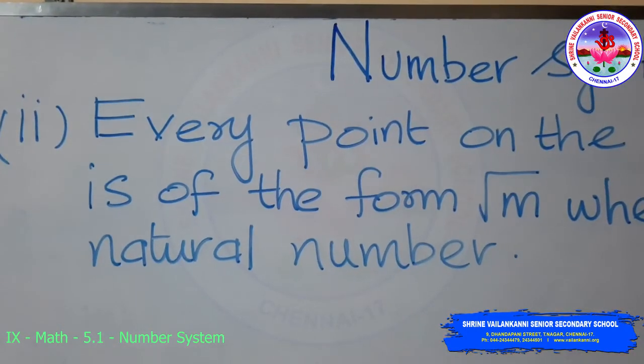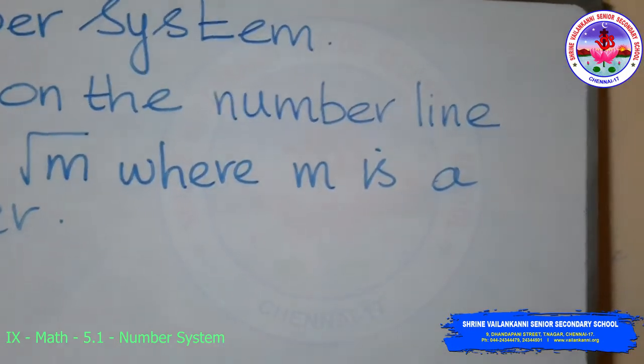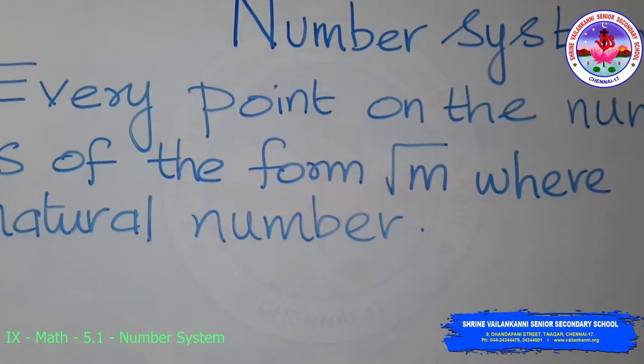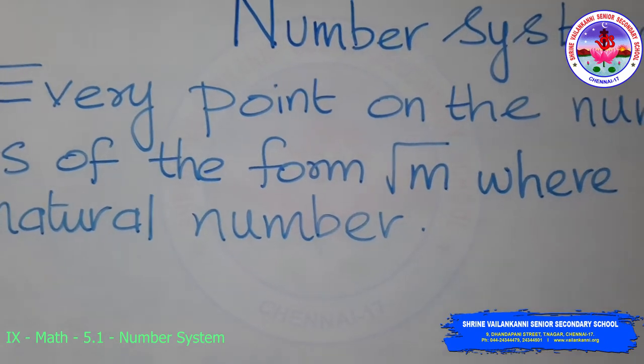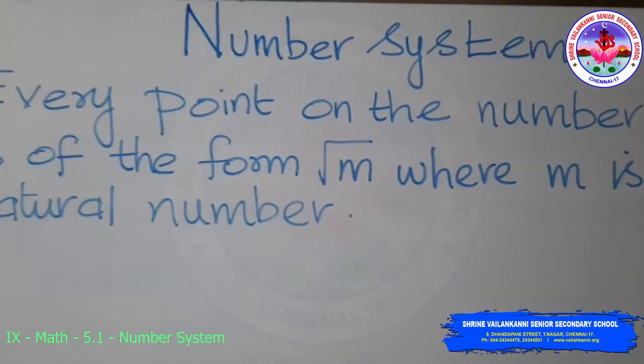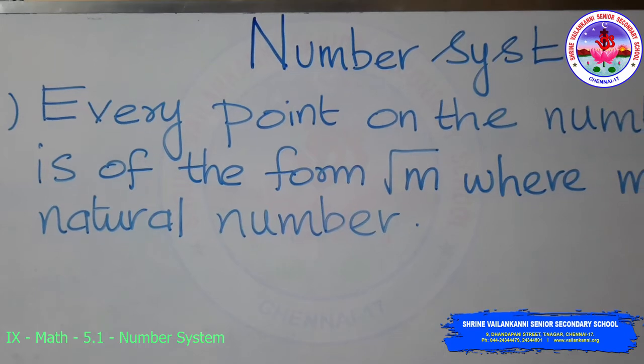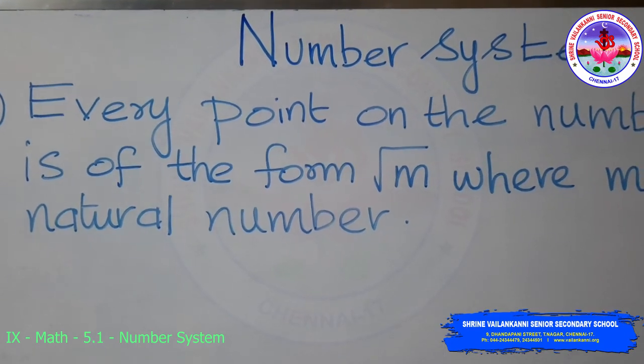Second subdivision. Every point on the number line is of the form root m, where m is a natural number. We want to prove whether this statement is true or false.